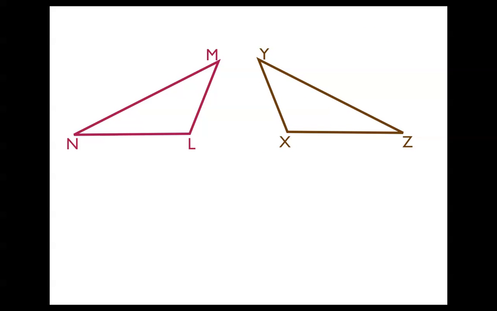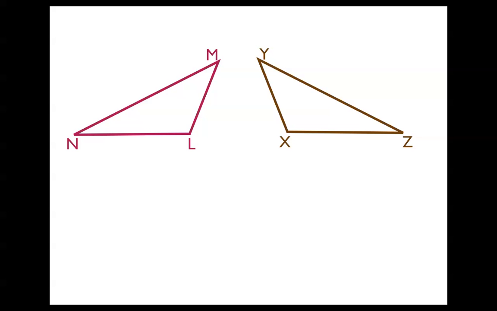Now notice that these two triangles are facing the opposite direction from each other. But wouldn't you say that they're mirror images of each other? Wouldn't you say that they match? If you folded this screen in half, wouldn't they overlap? Yeah, they're still congruent even though they're facing a different direction.